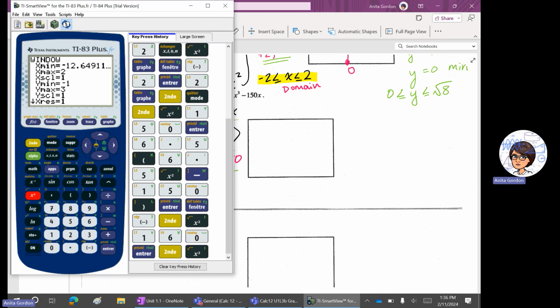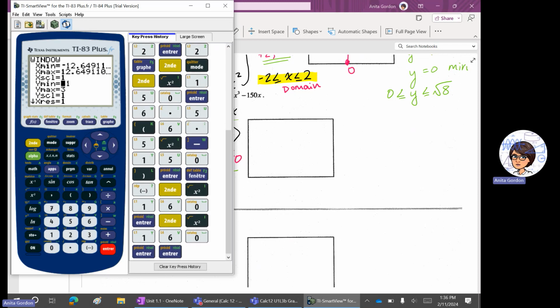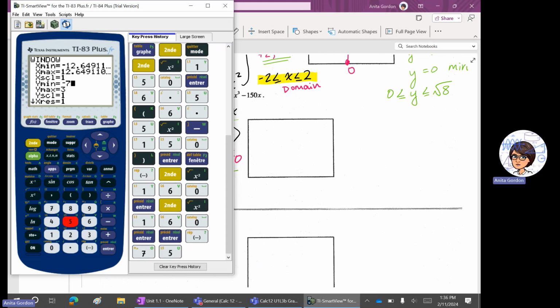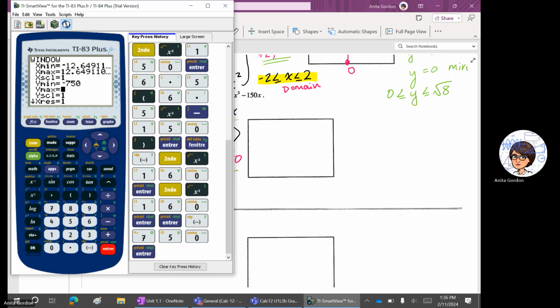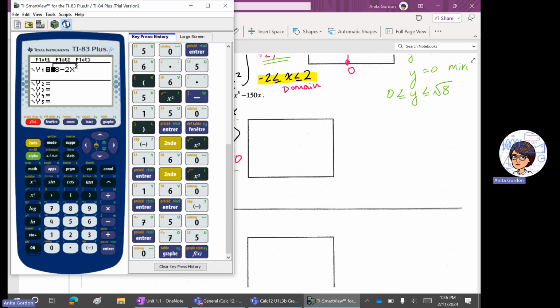Square root positive 160. Enter. Leave the scale, go to the y value. Let's go to negative 750 and positive 750. If I go to my graph, I'm going to get it very, very zoomed out. I'm not going to see very much because I haven't actually put my function in. So let's go to my function. I'm going to clear this.